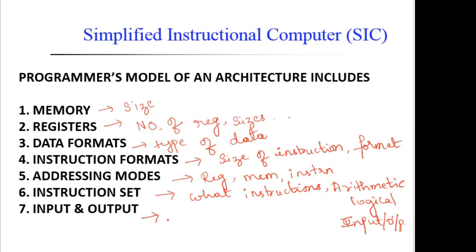And finally, how the architecture can communicate with the outside world. How is it supported? With the help of input-output operations. So these are the 7 dimensions we need to understand when we have to study any architecture, if we have to write programs based on the architecture.